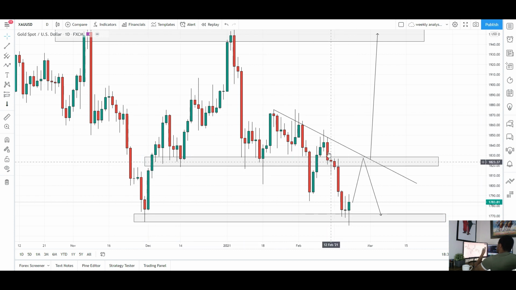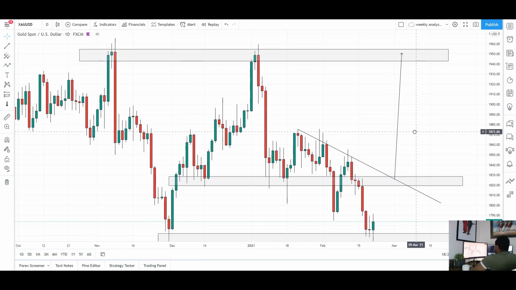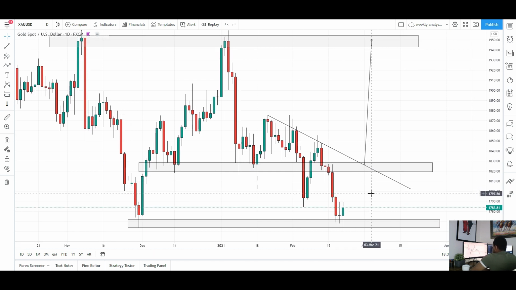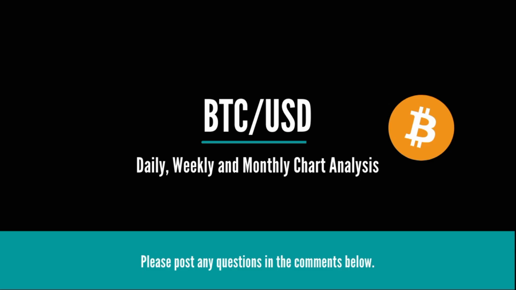Probably see a bit of retracement after this push to the downside, tap back into that level, back into that trend line, and probably roll over back to the downside again. But if we do get it back above it and hold, I think we're on our way to 1950. So for next week, bias is to the upside to start off, and I think we could roll over back again to the downside. And last but not least, we've got Bitcoin.